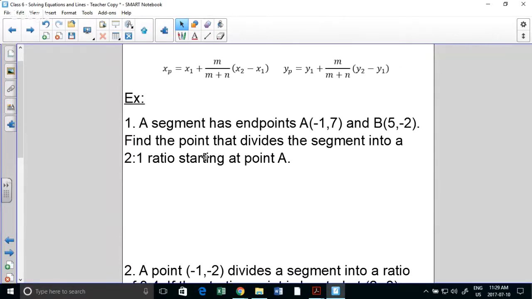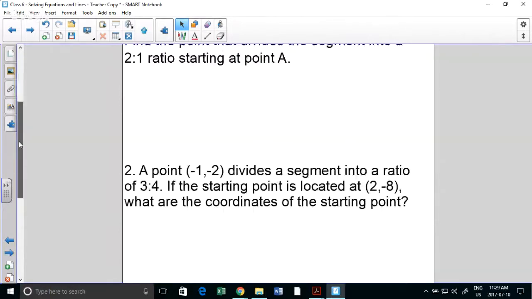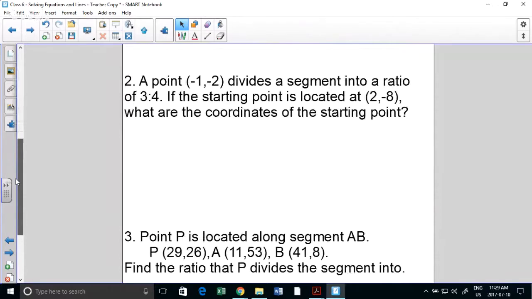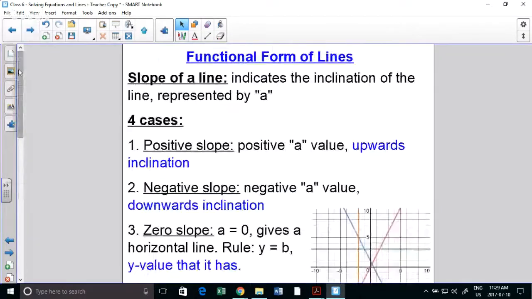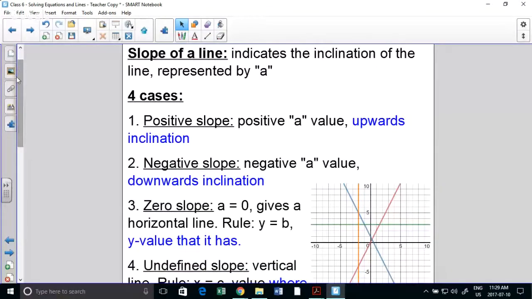So there are a couple of examples here. Find the division point, find the starting point, find the ratio. This is where we're going to start with theoretically review / new. So you do need to copy these ones down.